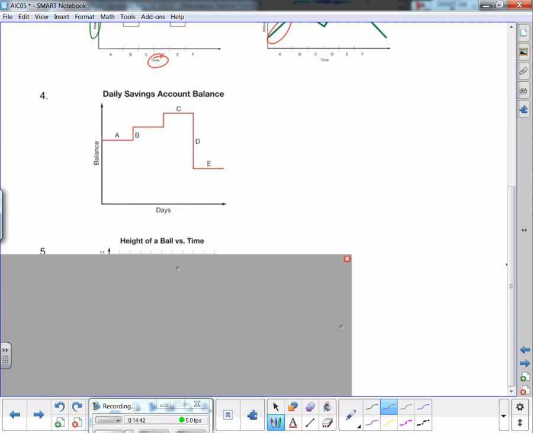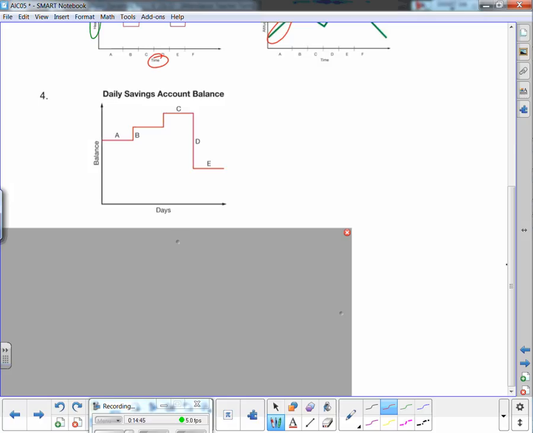All right. Real quick. Daily savings account balance. All right, look at this guy. He started out with so much money, right? This is money. And it's the same all the way to here, right? What must have happened right here? What must he have done? He put more money in his account, right? And now the amount is all the way to here. What happened? He put more money in again, right? Now he's got this amount. What happened right here? He spent some of that money, and now he's way down here, all right? We know that from the situation of days versus the balance.